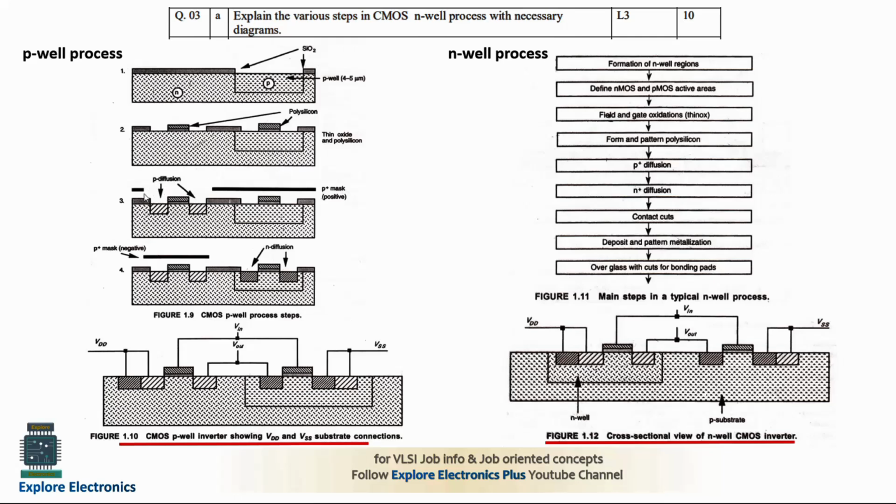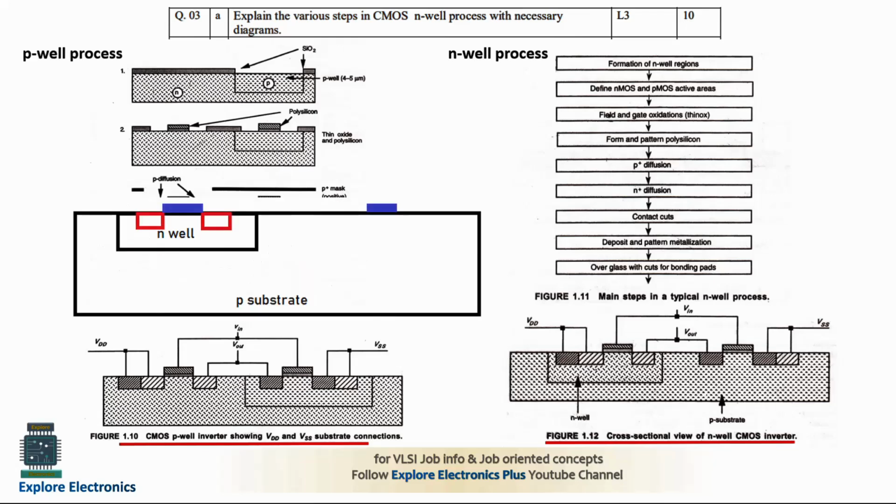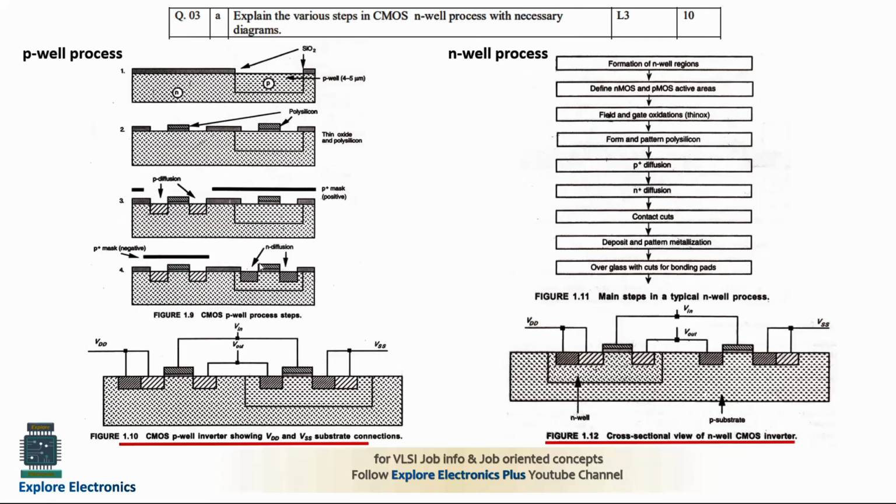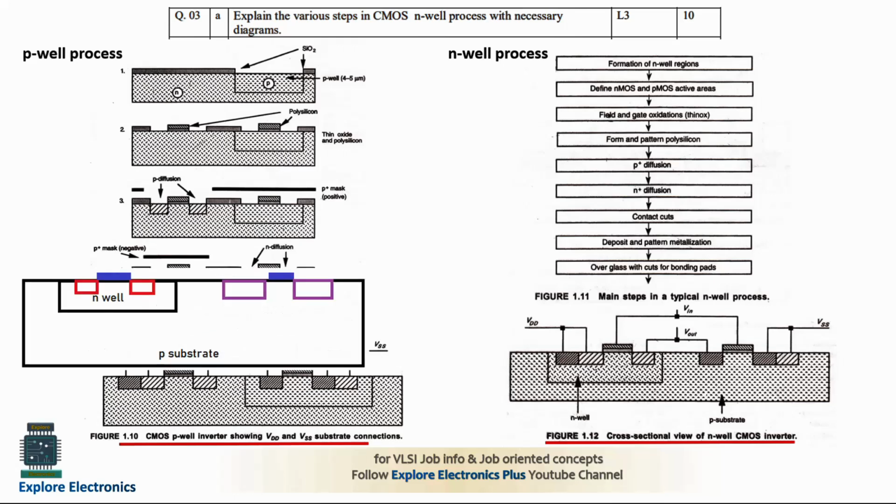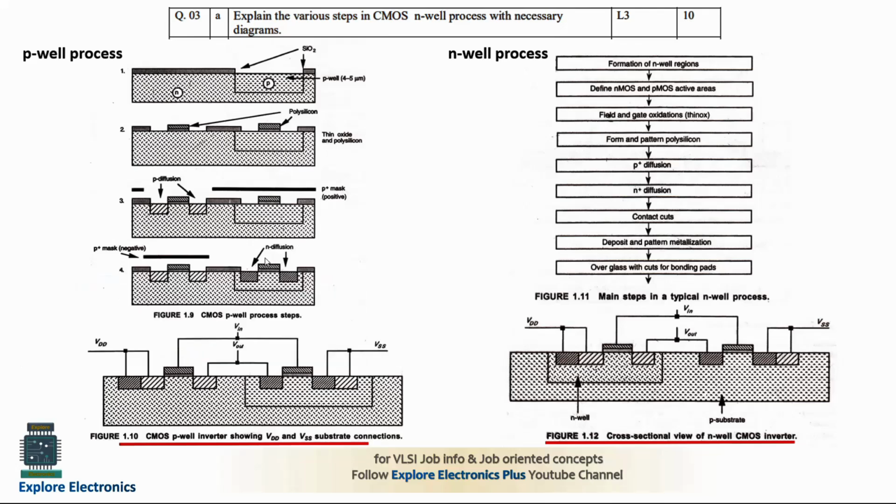Why? Because in the N-well, we need to diffuse P diffusion so that it will create a P transistor. And at the right side, for the N diffusion, we need to do the N diffusion in P substrate. So the parent P substrate will be there, and in that you are going to diffuse N. So this step is also the same.